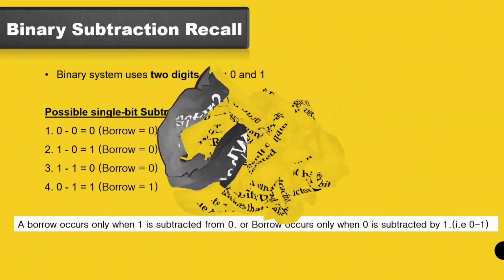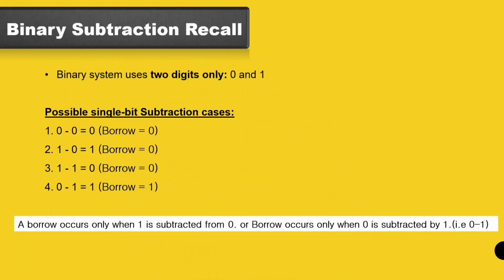Before we understand how the half subtractor works, let's quickly refresh the basic rules of binary subtraction. Binary subtraction involves only two digits, 0 and 1, and there are four possible cases. The first case is 0 minus 0, which gives a difference of 0 with no borrow. The second case is 1 minus 0, which gives a difference of 1 with no borrow. The third case is 1 minus 1, which gives a difference of 0 with no borrow.